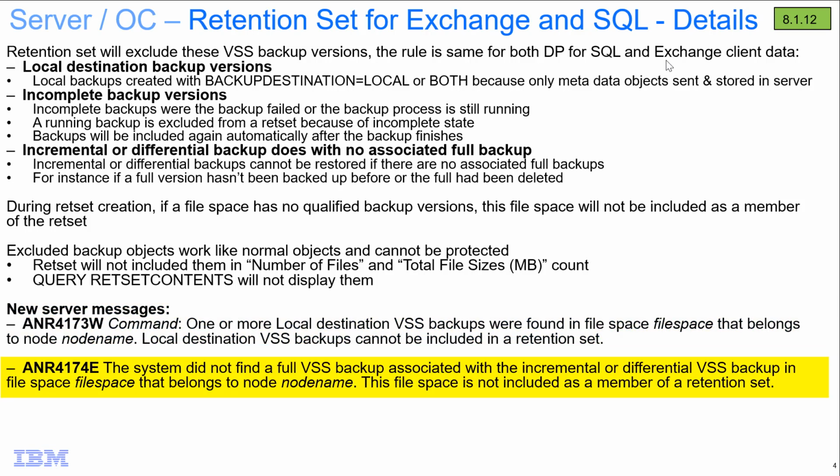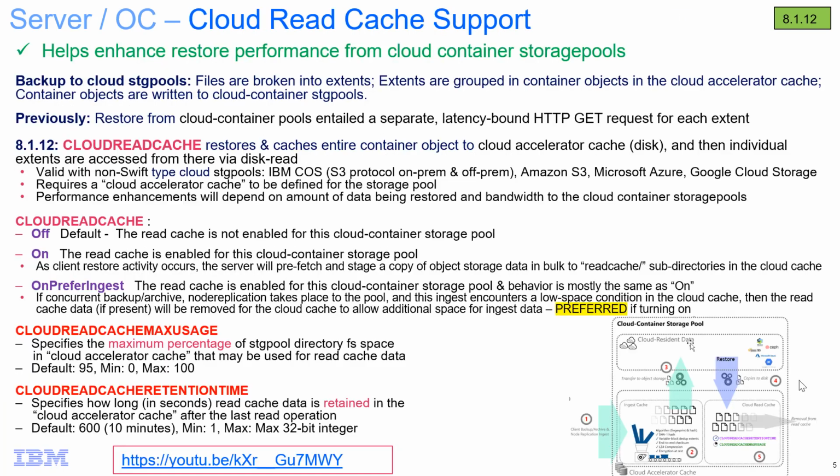Likewise, the ANR4174E message will tell you if the system did not find a full VSS backup associated with an incremental or differential backup when we created that retention set. Okay, the next new feature has to do with restoring data from an on-premise or off-premise cloud container storage pool.